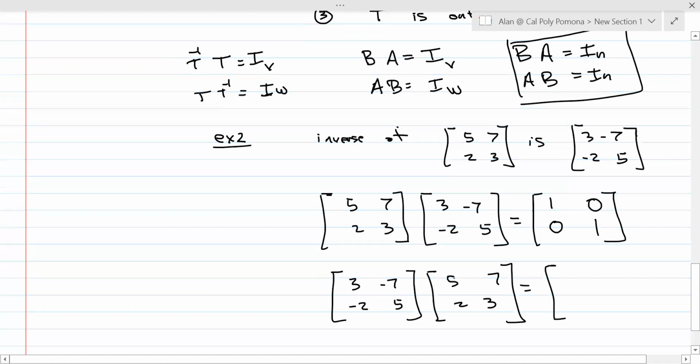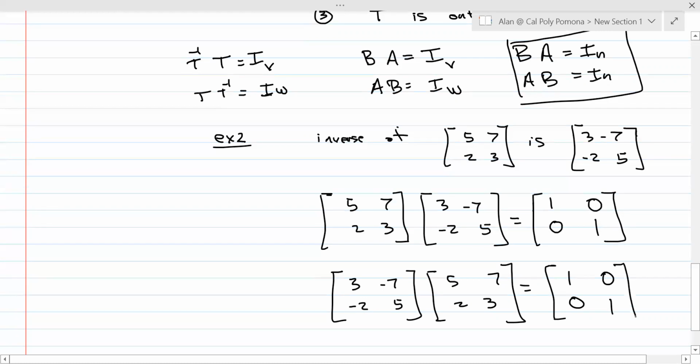So this row times the first column, 3 times 5 is 15, minus 7 times 2 is 14, so that's a 1. Let's do the first row times the second column this time. 3 times 7 is 21, minus 21, so this is 0. Minus 2 times 5 is minus 10, plus 5 times 2, that's 0. And then finally, this times the last column, minus 2 times 7 is minus 14, plus 15, so that's 1.